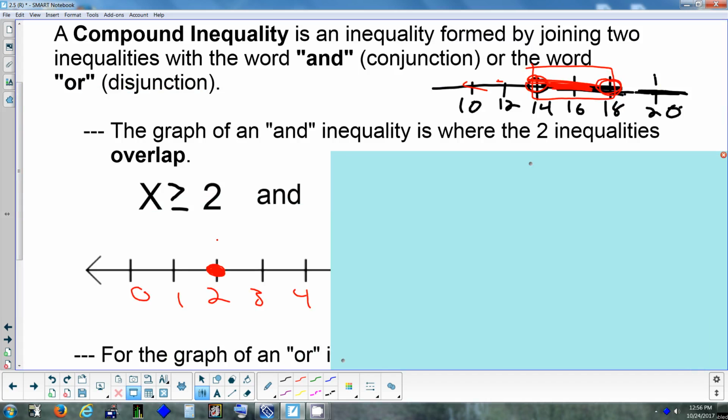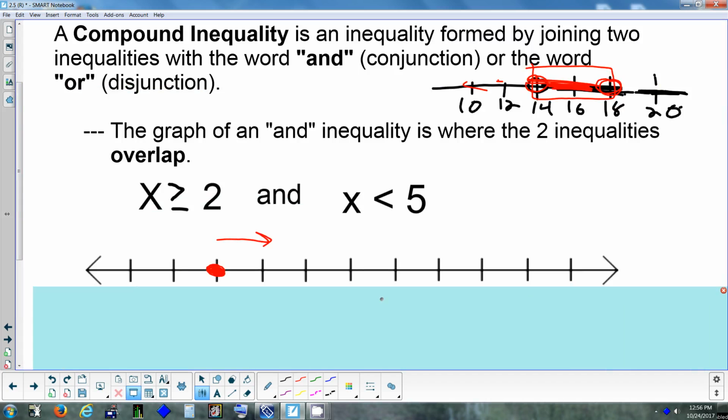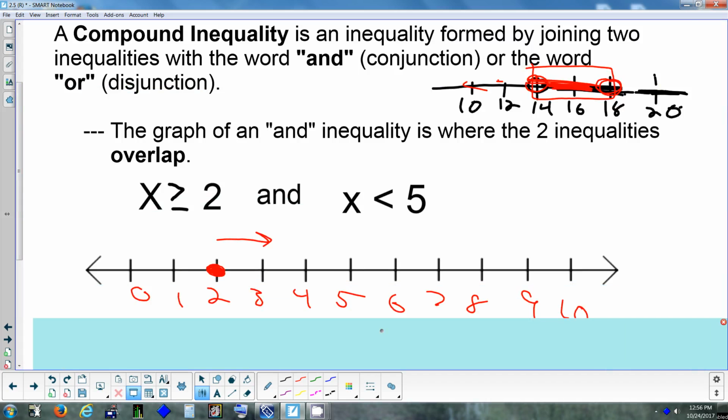So what I'm going to do on this one is put a little arrow indicating which way we would shade. Keep that in mind. That's the way you would shade. What kind of circle would you put on the 5? Open. And which way would you shade there? To the left.